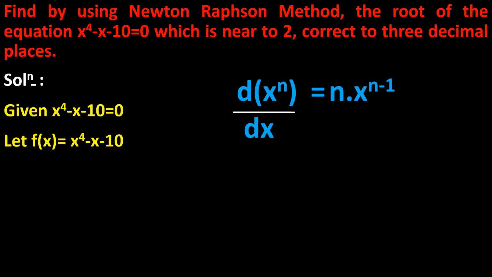So here x cube is there, that means 3 into x to the power 3 minus 1, that is 3 into x squared. Minus x is there, x in the sense x to the power 1, that means 1 into x to the power 1 minus 1. So 1 minus 1 will be equal to 0, x to the power 0 is 1, 1 into 1 will be 1, and the derivative of a constant will be 0. Therefore f dash of x is equal to 3x squared minus 1, and they have given the initial value, that is 2. Also given x naught is equal to 2.